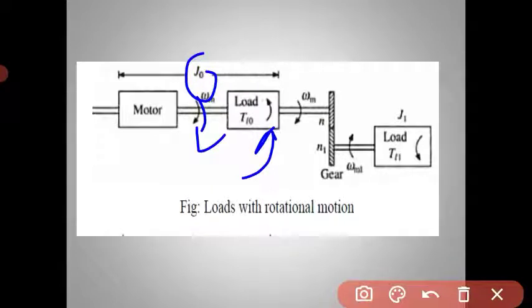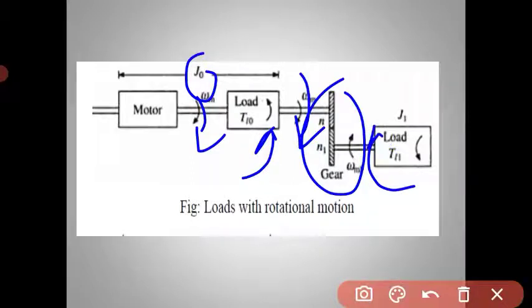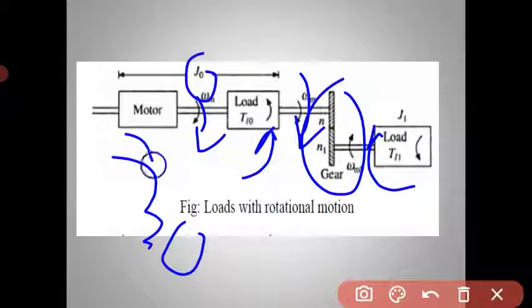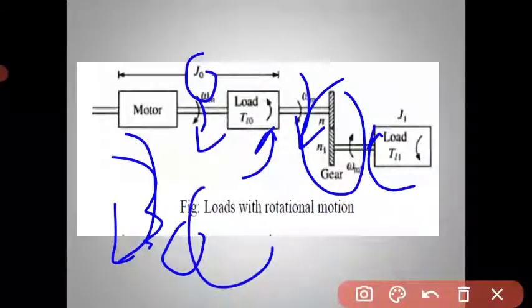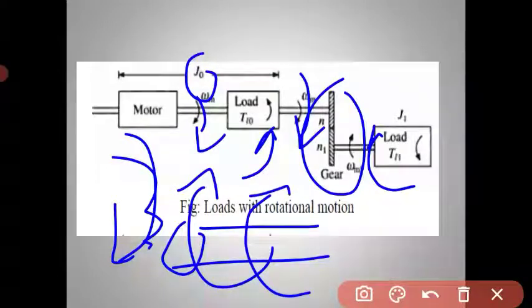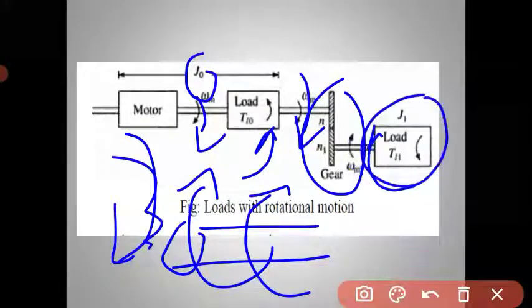And next it is taken through gear reduction systems. The speed will be anti-clockwise, because of the gear teeth, it rotates in this direction, so the speed obtained here is in the anti-clockwise direction, and it is connected to one load called TL1, and the moment of inertia is J1.